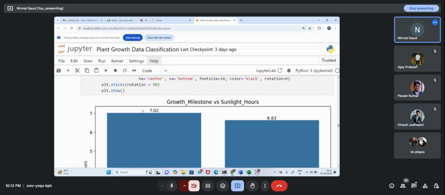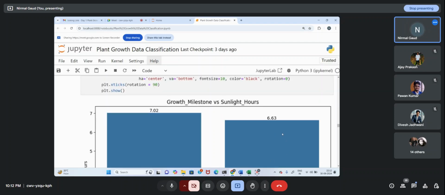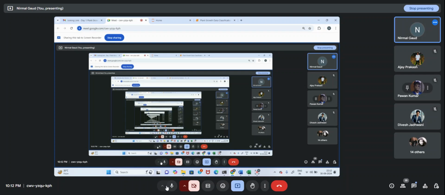Average sunlight hours is 7.02. For growth, it is 6.63. Average sunlight hours. All right, fine. All right, just a second.